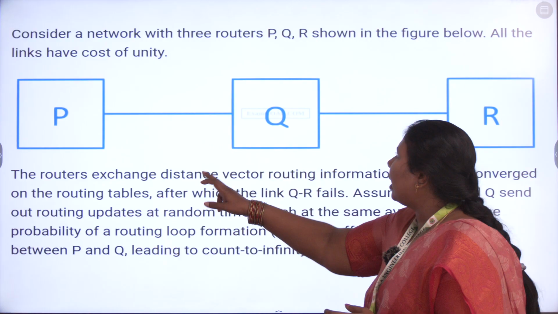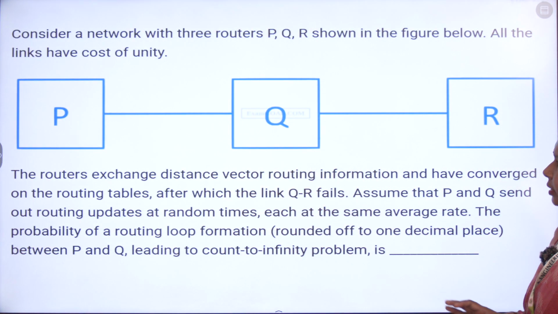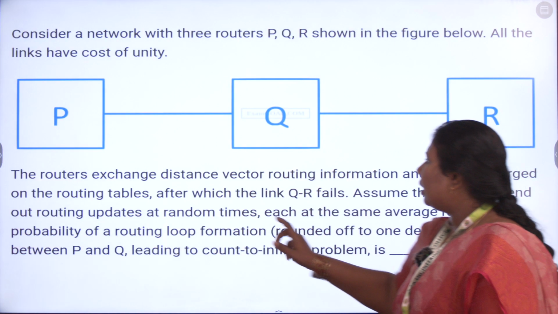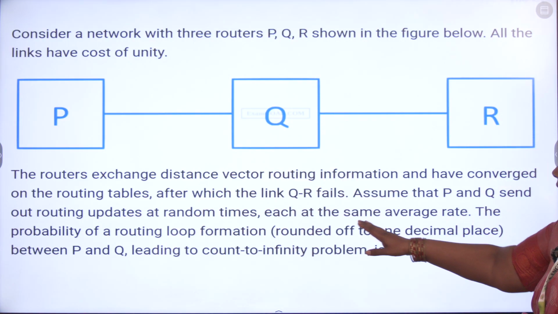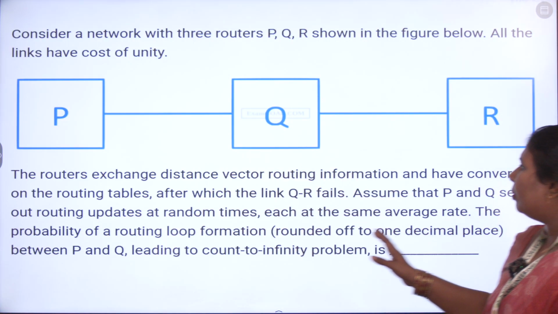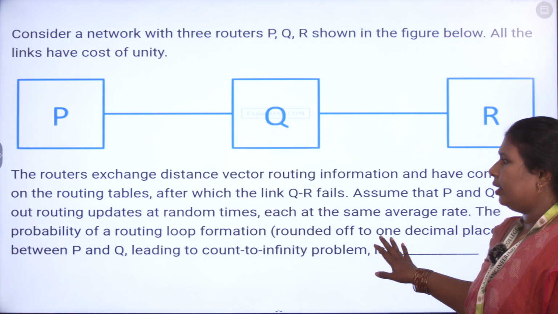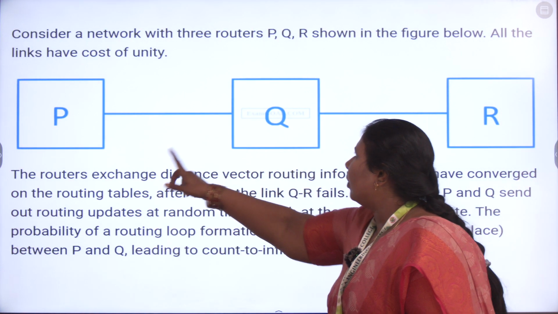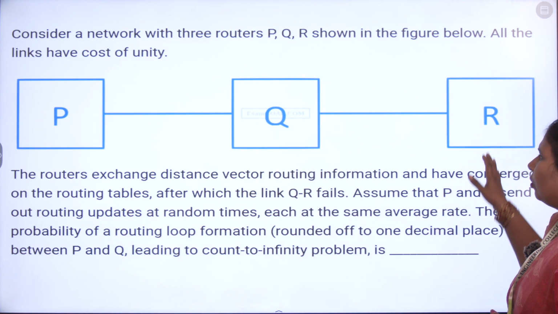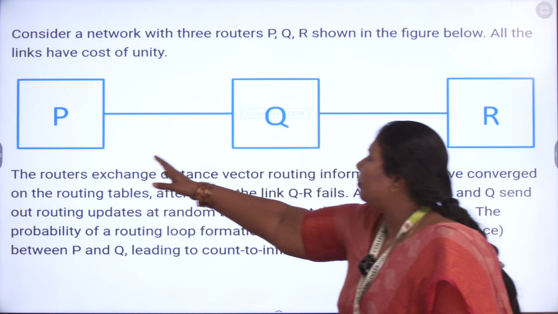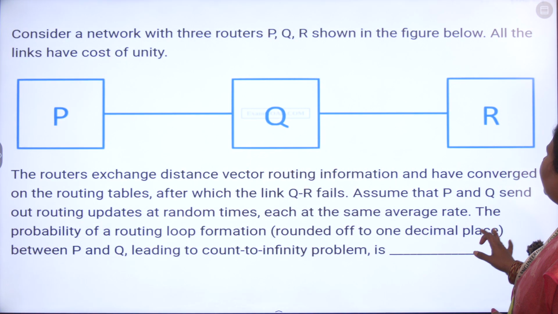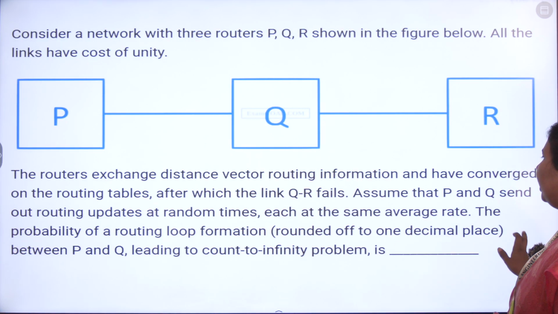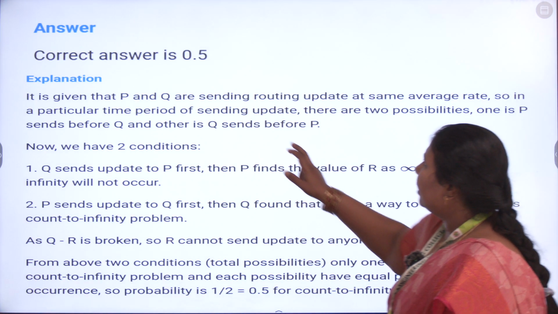Similarly, this is another example, with P, Q, R. Another example question, a distance vector routing question. If R fails, what is the probability of a routing loop, if rounded off to a decimal point? They are asking, if R fails, how the communication for P and Q works after that router fails, because the connectivity is from P to Q and then Q to R. What will be the routing table? They are asking about the convergence probability. Okay, the correct answer is 0.5.